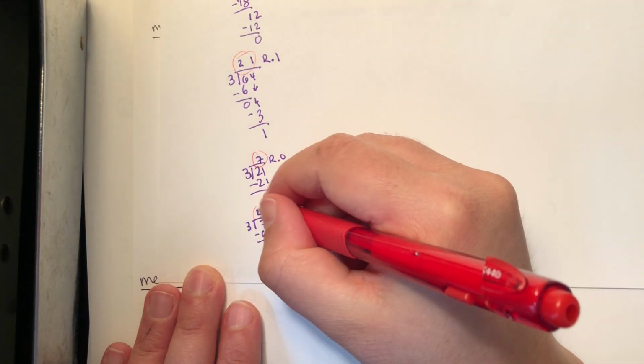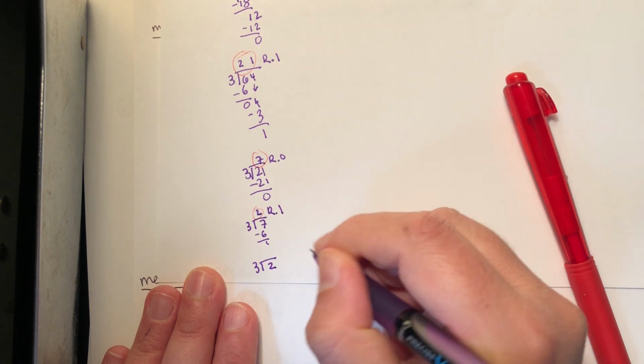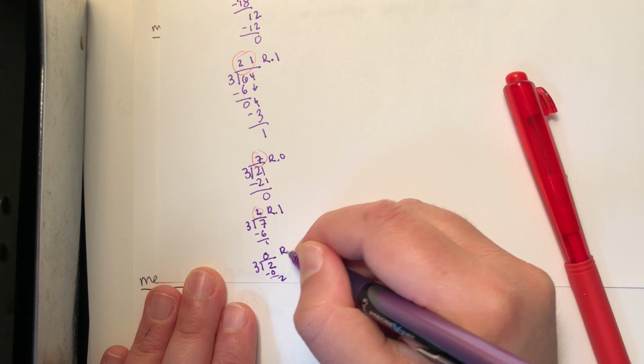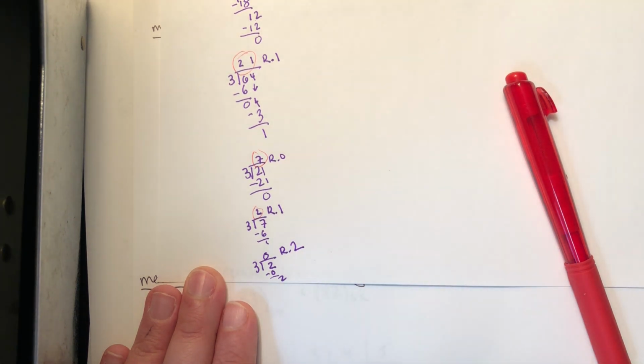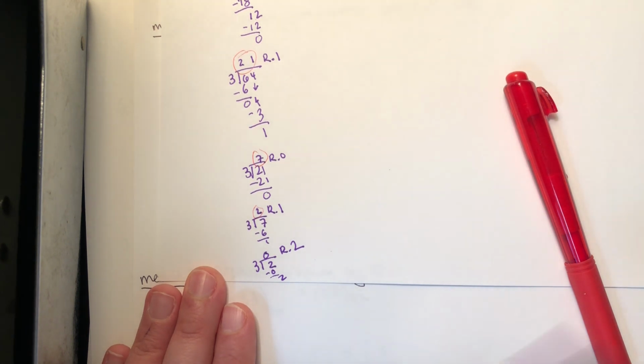Finally, I take this 2 and I divide. How many times does 3 go into 2? Well, it goes in 0 times with a remainder of 2. All right, I can't divide anymore. I've already gotten down to 0. It doesn't make sense to do any more division.